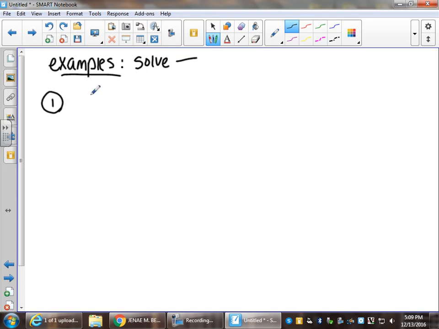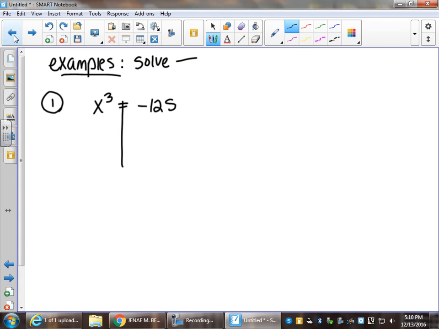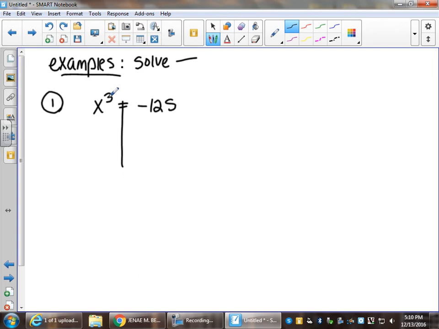Number 1 is x to the third equals negative 125. Put a line down our equal sign. To isolate x, we're going to do what you wrote, right? Isolate the term that contains the power or the root. Well, x to the third is already by itself. Raise both sides to the inverse. So what's the inverse of 3? 1/3. We're going to raise both sides to the 1/3 because 3 times 1/3 cancels out to 1.